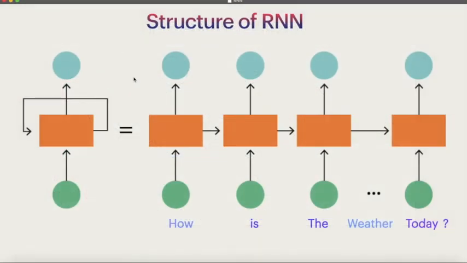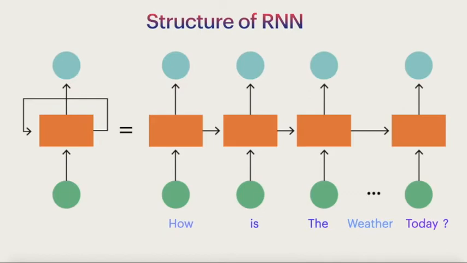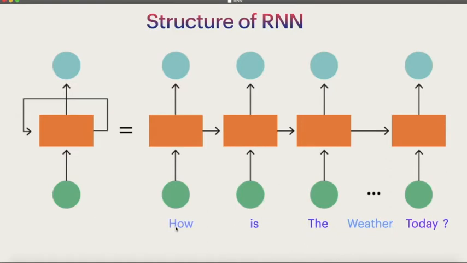See, this is the structure of RNN. What is happening in this structure? The question is, how's the weather today? If I say only how, it does not make any sense. Weather does not make any sense. If I combine all the words together, that makes sense. How is the weather today?